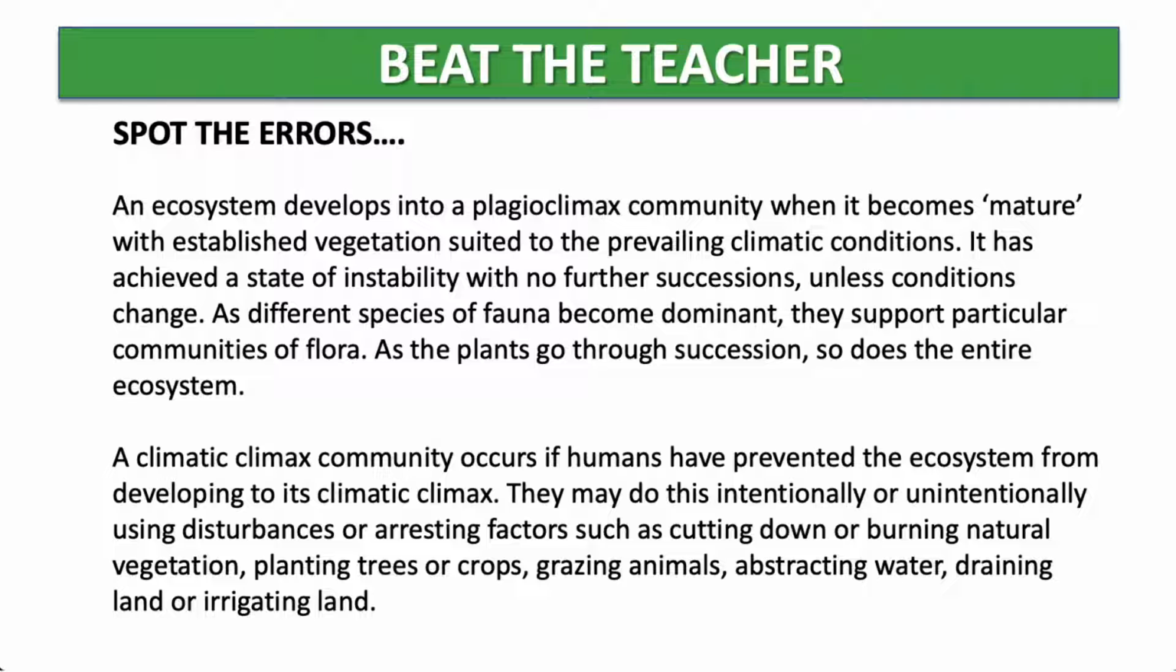And I'll read you the second paragraph. A climatic climax community occurs if humans have prevented the ecosystem from developing its climatic climax. They may do this intentionally or unintentionally using disturbances or arresting factors such as cutting down or burning natural vegetation, planting trees or crops, grazing animals, abstracting water, draining land or irrigating land.